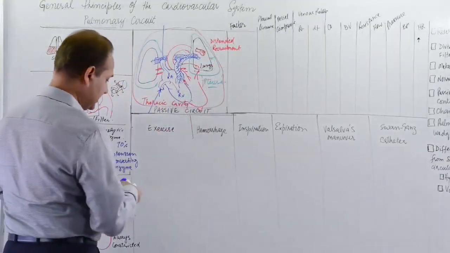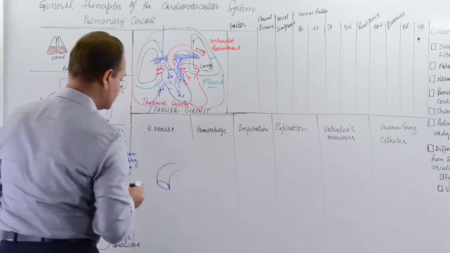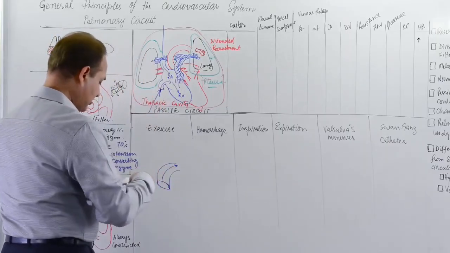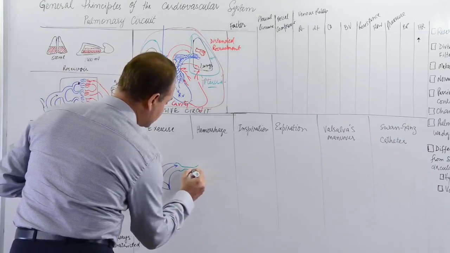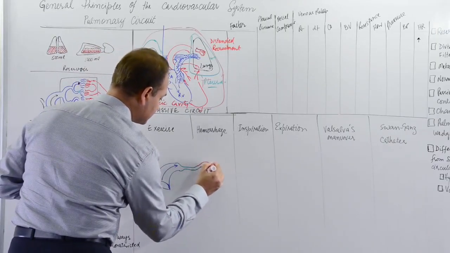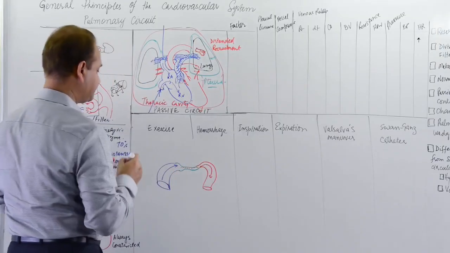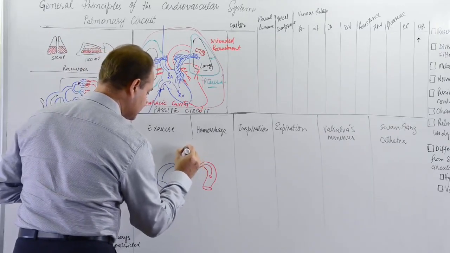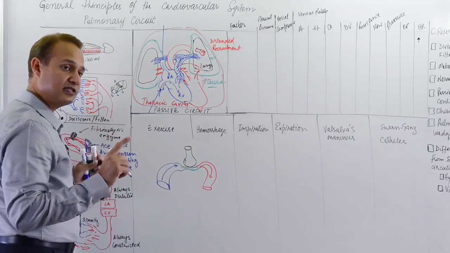So let me make a little diagram here. Let's say this is the pulmonary artery bringing the deoxygenated blood in. Then we have, let's make a green colored capillary here. This is a pulmonary capillary. And then let's make an artery here. So the blood comes in, flows through the capillary, and then goes out. On the capillary is present the alveolus, right? This is the alveolus.